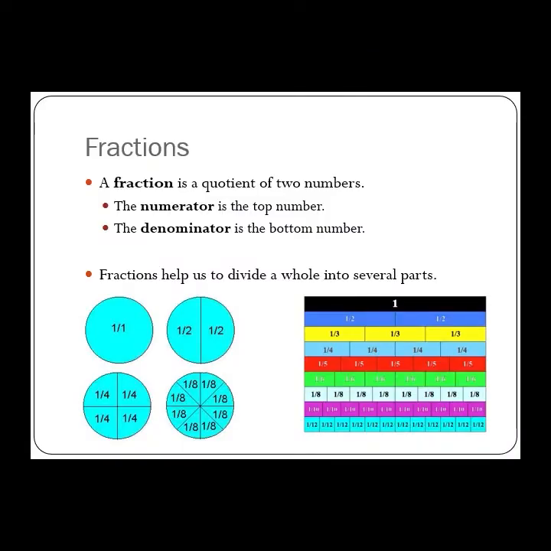So when we talk about a fraction, we mean a quotient of two numbers, and those two numbers are integers like we talked about before. So things like 2/3, -1/2. The top number is known as the numerator and the bottom number is known as the denominator.